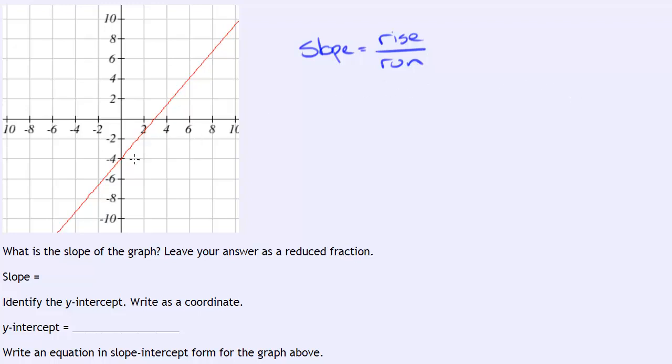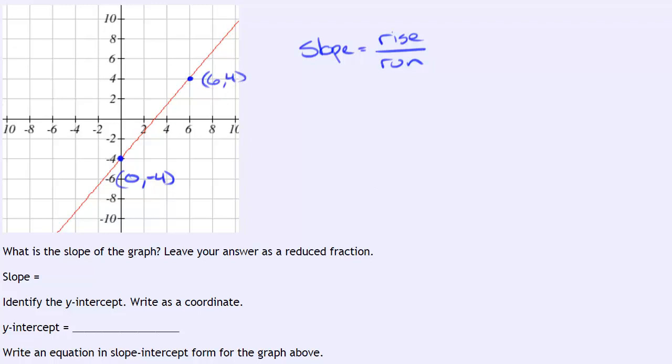And what we do to find that on this graph is just identify 2 points. So here's a nice point right here. That point, by the way, is (0, -4). It's 0 for the x value, -4 for the y value. And then there's another point right up here, and that's at (6, 4).